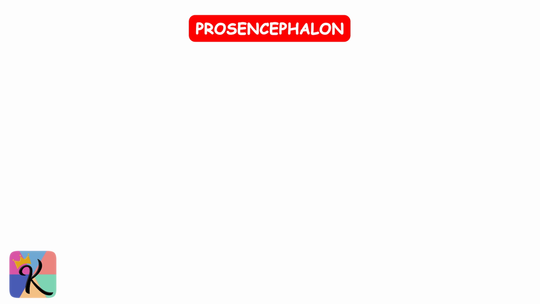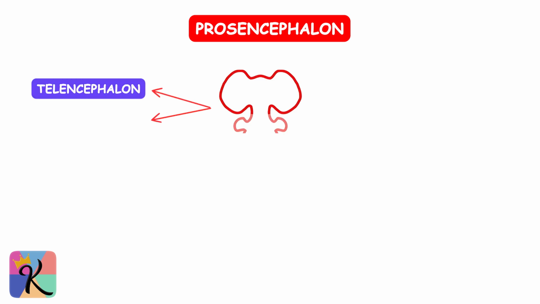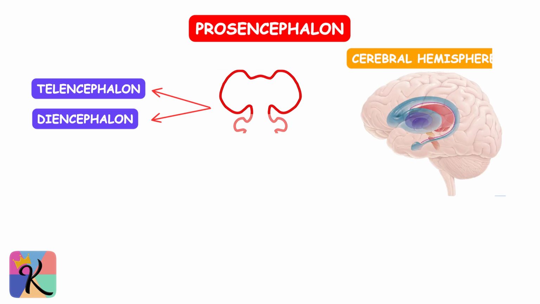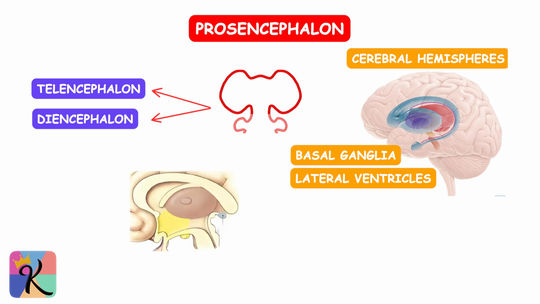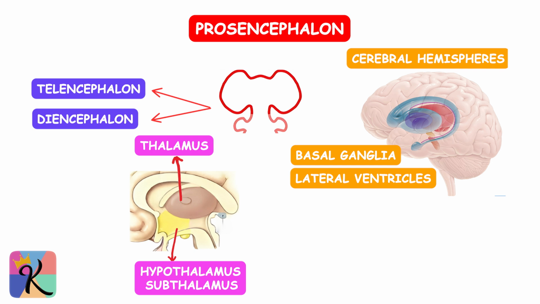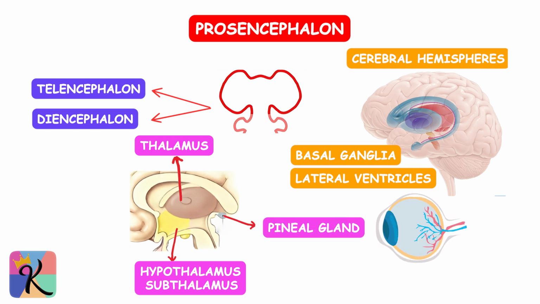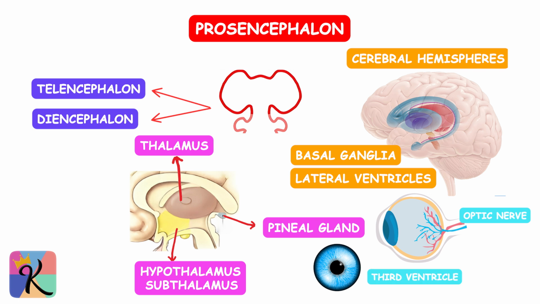The prosencephalon, or forebrain, develops into two parts: the telencephalon and the diencephalon. The telencephalon forms the cerebral hemispheres, including part of the basal ganglia, and houses the lateral ventricles, which are fluid-filled spaces. Then we have the diencephalon, which develops into crucial structures like the thalamus, hypothalamus, subthalamus, and the pineal gland. It also includes the optic nerve and the retina, surrounding the third ventricle.